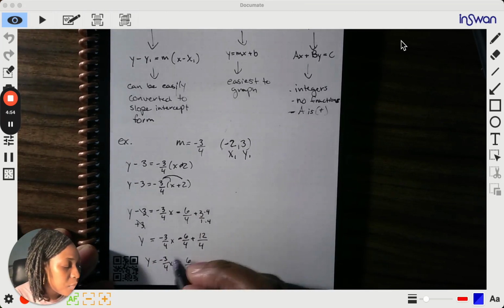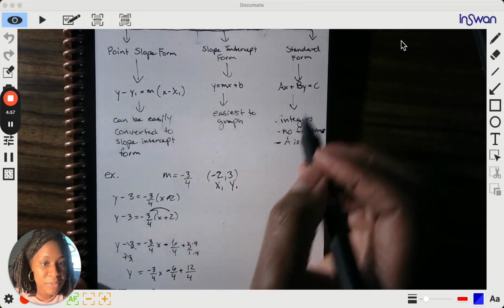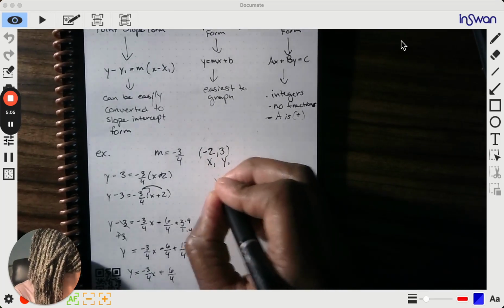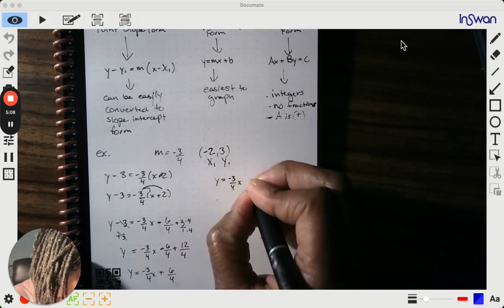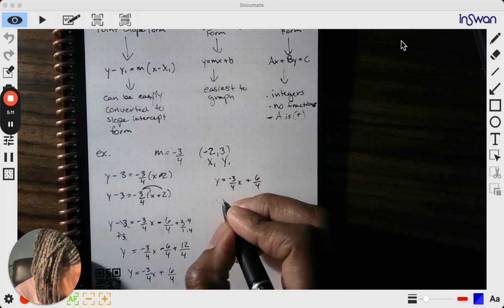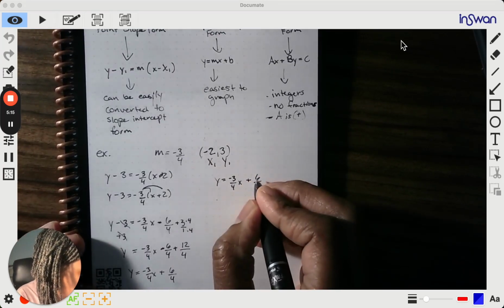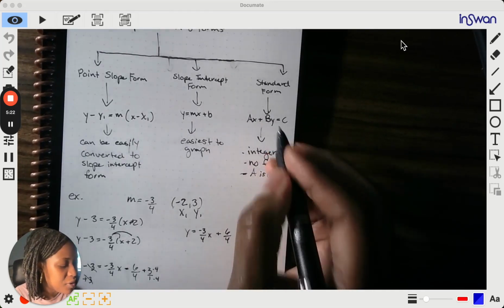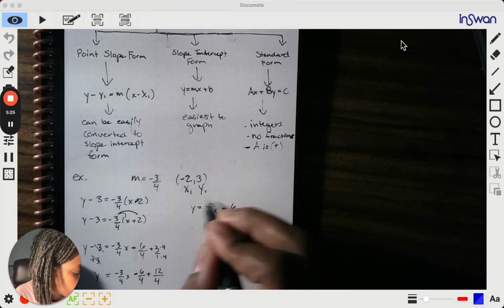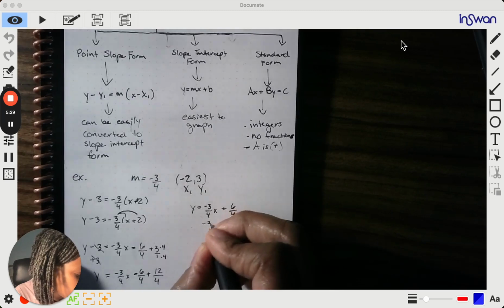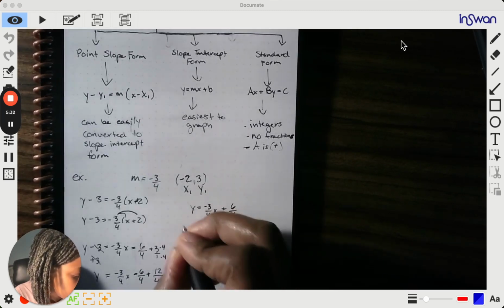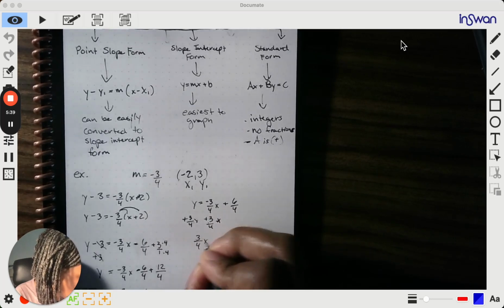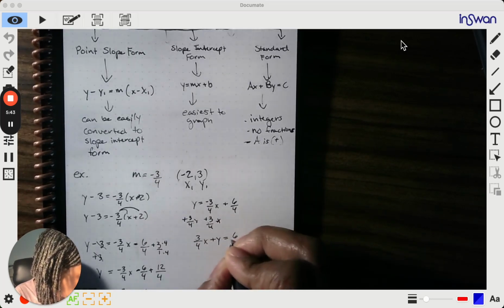I can take this form and I can convert it into standard form. So remember, standard form is integers, no fractions, and a is positive. So I'm going to move this. Y equals -3/4 x plus 6 over 4. And I'm going to do a switcheroo. I'm going to take my constant here because you see how you have that C? Well, I'm going to leave the C there. And I'm going to move my x over. If I want to move it over, I need to add it to both sides. And so now I'm left with positive 3/4 x plus y equals 6 over 4.